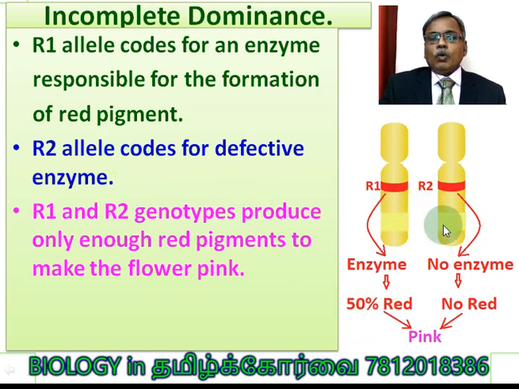The R2 allele codes for a defective enzyme. So no red pigment is produced. So 50% red pigment and 50% no red pigment, which means white, is responsible for producing the intermediate color pink.